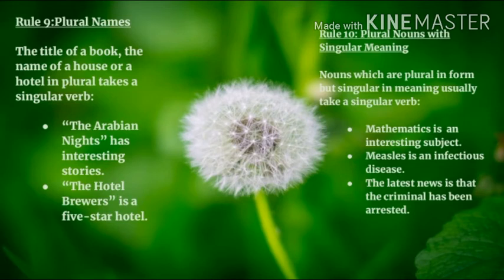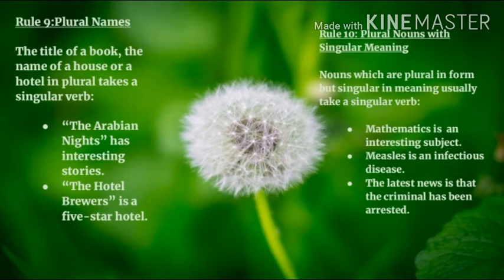The rule says, the title of a book, the name of a house or the name of a hotel in plural takes a singular verb. Let me explain it with examples. The Arabian Nights has interesting stories. Here, the title of the book is The Arabian Nights. It sounds as plural, but we are going for singular verb has in the sentence.